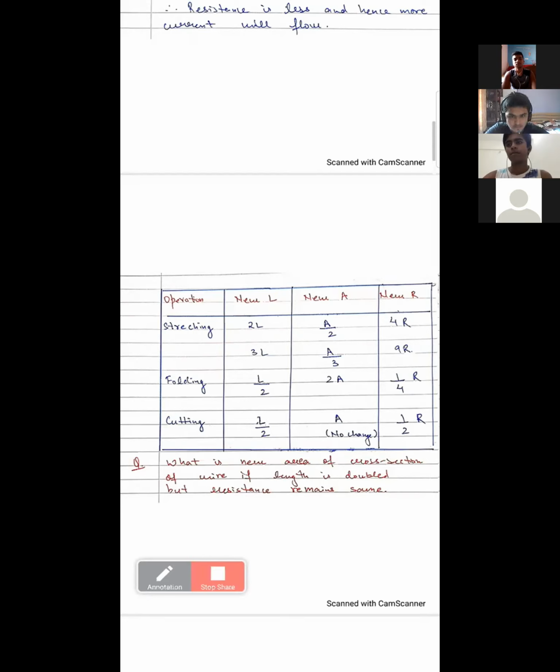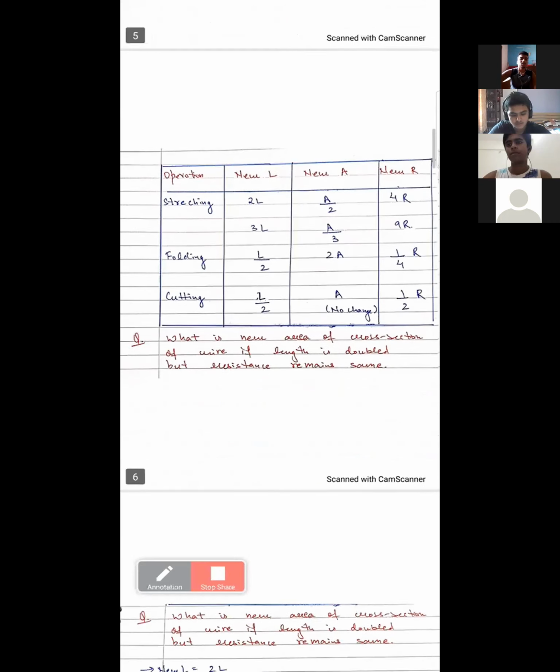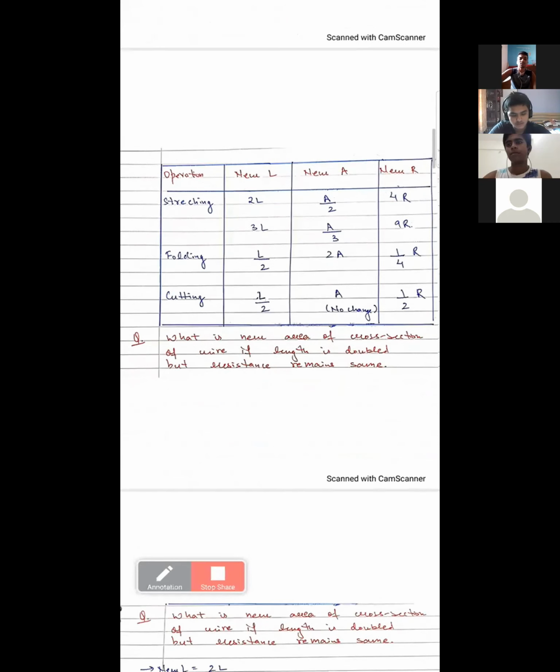So in these cases you have to see the question: by which operation they are changing the length of the wire, what will be the effect on the area of cross section, and similarly on the resistance. Now the next question is, what is the new area of cross section of the wire if length is doubled but resistance remains same? 2A. This question came in the board exam this year.